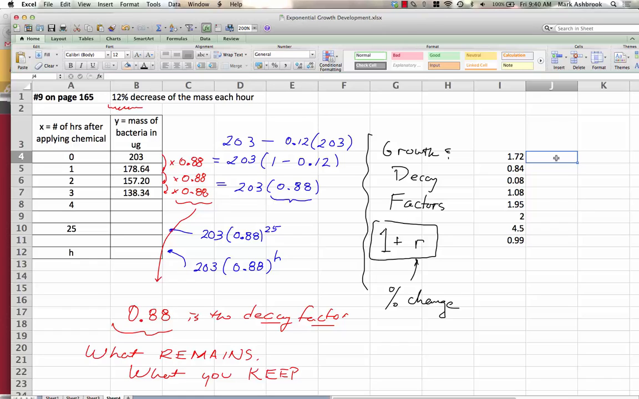Okay, how about Devin back there? 1.72, what's the percent change? The first one on the list, up there to the right, the first one's 1.72, you're supposed to find the percent change. Did you find that? Margarita: 72%. And how'd you get that? Why is it that?